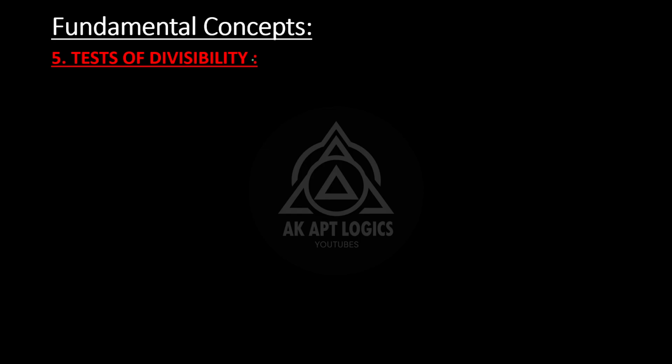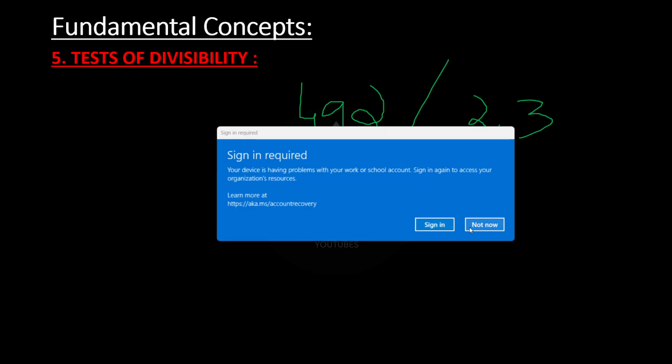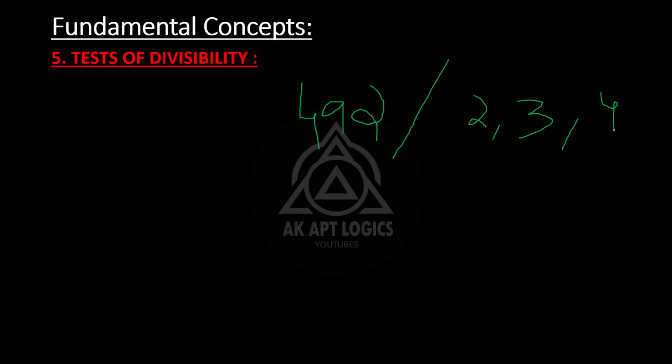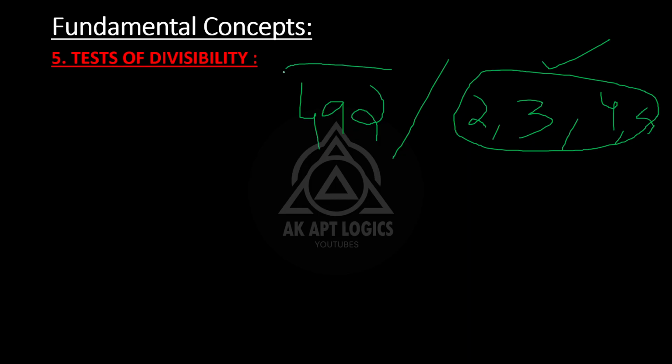Tests of divisibility. Tests of divisibility is nothing but the divisibility rules. Divisibility rules means, for example, if a number is given like this, 492, and we have been given some other numbers 2, 3, 4, 5, and so on. Among these numbers, what are the numbers that can divide this number 492? So we have to divide it by 2 and 3 and 4 and 5, right? It will take a long time, right?